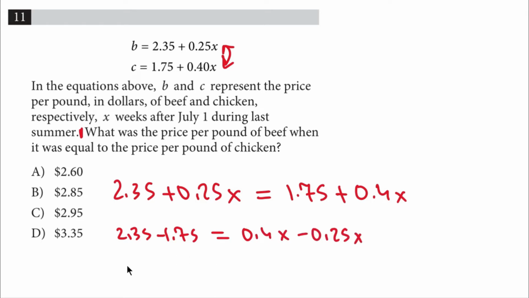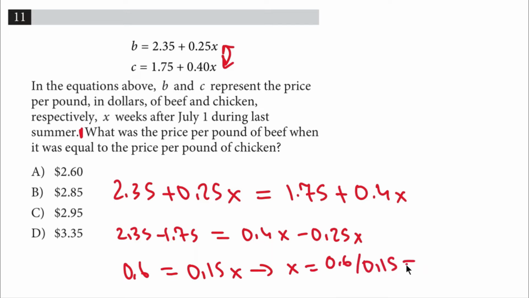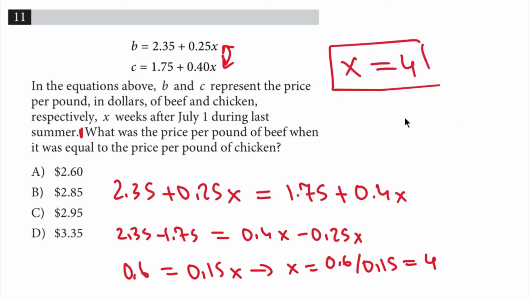And finally, 0.6 is equal to 0.15x. So x is equal to 0.6 over 0.15, which is equal to 4. Okay, so x is equal to 4. Now, on the week or the day when the price of beef is equal to the price of chicken, x must be equal to 4. So let's plug it into either of those equations, all right?